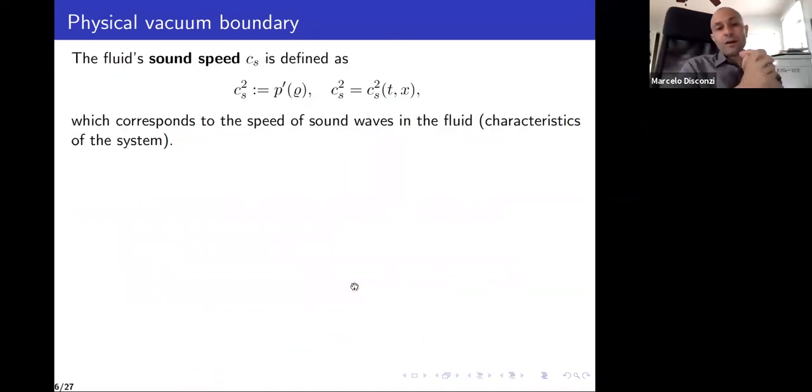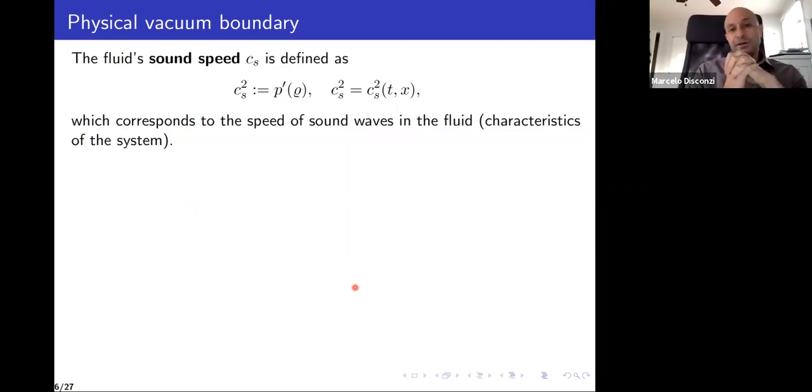Okay, so the one quantity that's going to play a key role in this talk is the fluid sound speed, which is defined as follows. The sound speed squared is the derivative of the pressure with respect to the density, evaluated at the density, and therefore the sound speed squared is a function of time and space. And we call this the sound speed because it really corresponds to the speed of sound waves in your fluid.